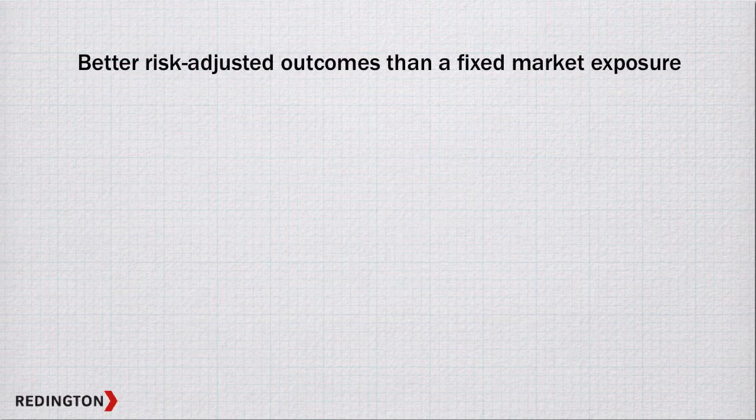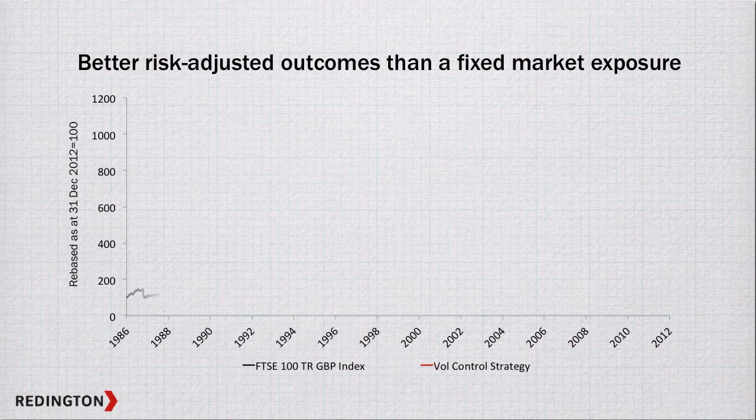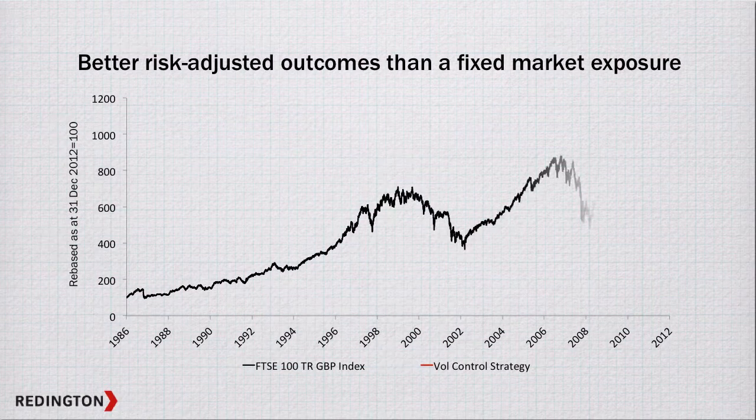Volatility control can deliver better risk-adjusted outcomes than a fixed market exposure. Now, what do we mean by that? The black line on this chart shows the growth of an amount invested passively in the FTSE 100 over the last 25 years. It's generated good returns, but has experienced large drawdowns and losses over certain periods.